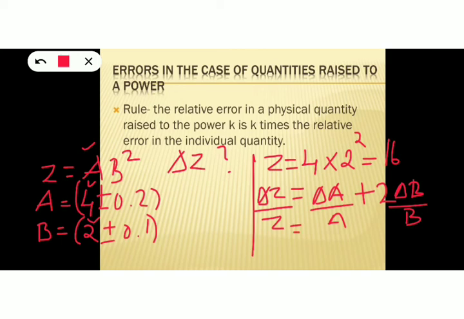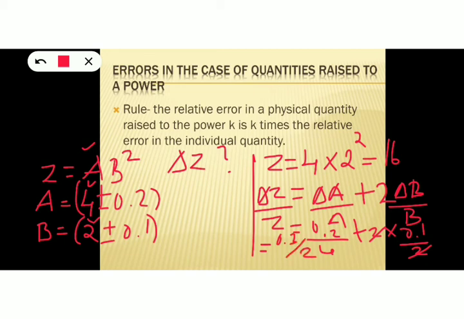Okay, equal to delta A by A is 0.2 by 4 plus 2 into delta B by B is 0.1 by 2. Okay, this 2 and 2 will cancel, and after taking LCM and simplifying, you will get the value as 0.3 by 2. 0.3 by 2. So this is delta Z by Z.